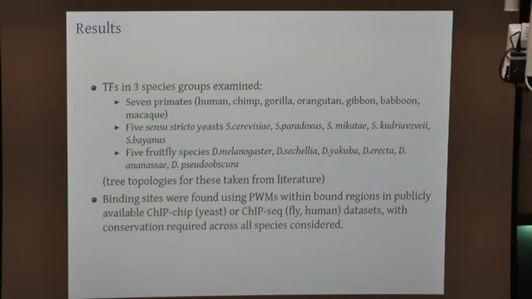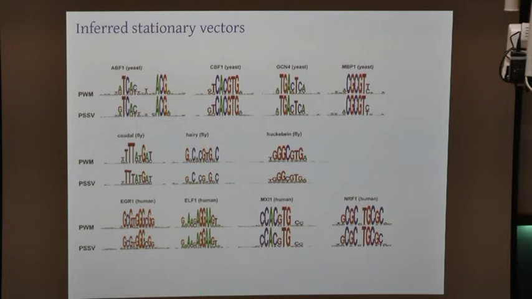So here's briefly what we did. 7 primates, 5 Saccharomyces yeasts, 5 fruit flies, and the 3 topologies were taken from the literature. Binding sites were defined using position weight matrices from high throughput binding experiments. And the binding sites were required to be conserved across all species, which means no indels within the sites and at least 50% sequence identity. And so this gives results for several factors from each of these.